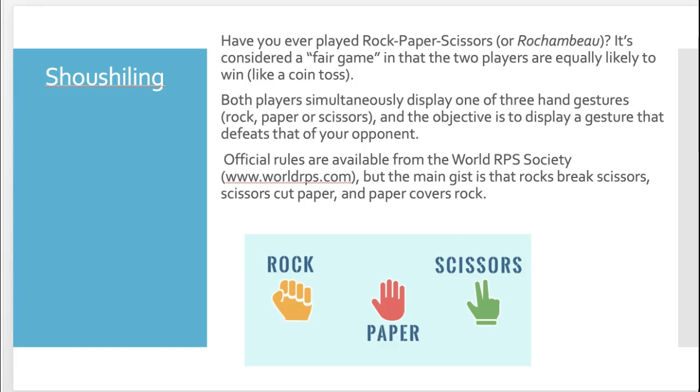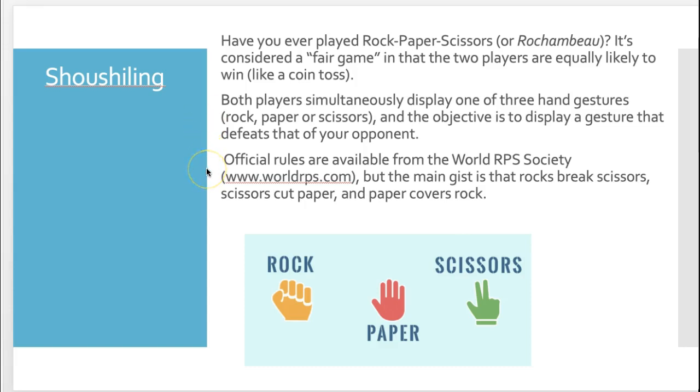But it says, have you ever played rock, paper, scissors, or Rochambeau? It's considered a fair game and that 2 players are equally likely to win, like a coin toss. Both players simultaneously display 1 of 3 hand gestures, rock, paper, and scissors, and the objective is to display a gesture that defeats that of your opponent.